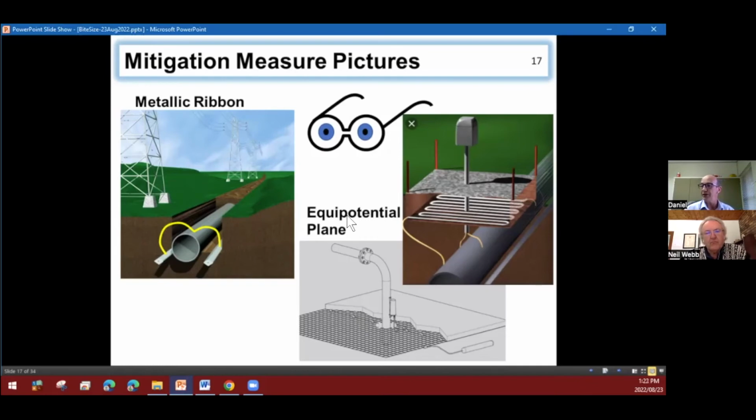The second way is an equipotential plane, and in this is where we create either a grid, which is better than this example here, which is just a straight line conductor laid down. But essentially, we create a grid or a plane, which we then connect to the pipe. And in the example here, we've got a test post. The test post is connected by means of a cable through to the pipe, and we can access the test post. Should we be standing at the test post, we touch the test post, thereby we are touching the pipe. And we are standing on this equipotential plane.